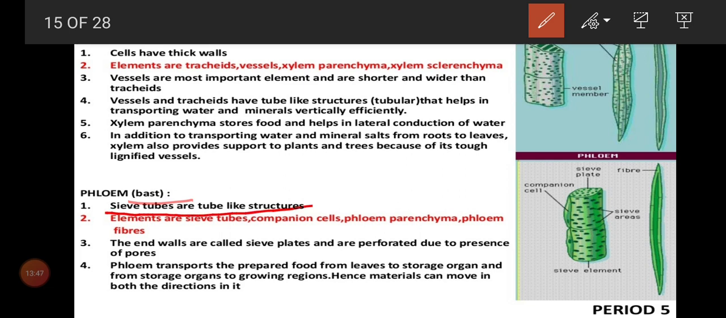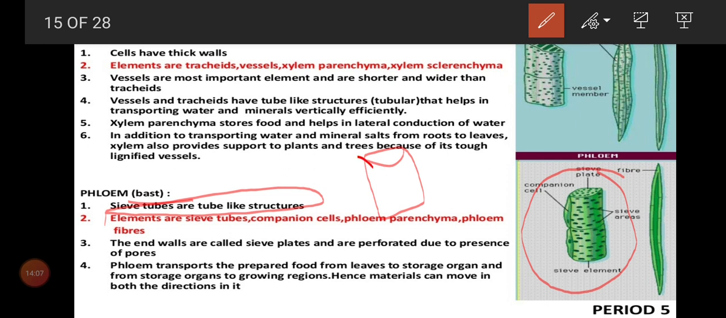Sieve tubes are tube-like structures, as the term itself tells. Now this is the structure of the sieve tube. In that we can see the transport, and this is a sieve tube, children. Closer to the sieve tube we can see one cell attached to the sieve tube, which we call a companion cell.